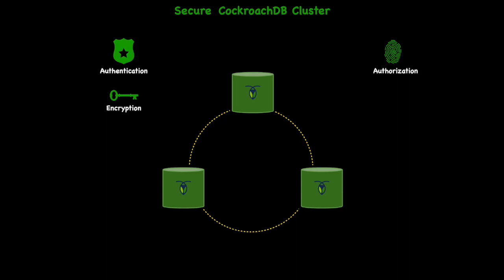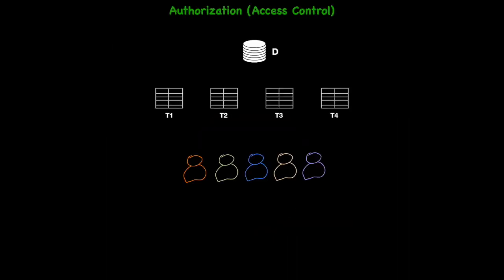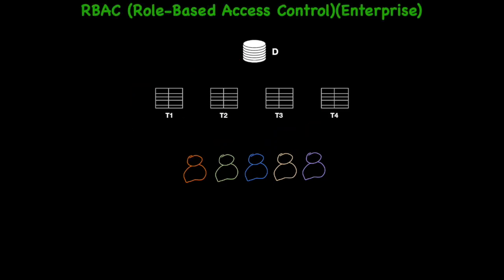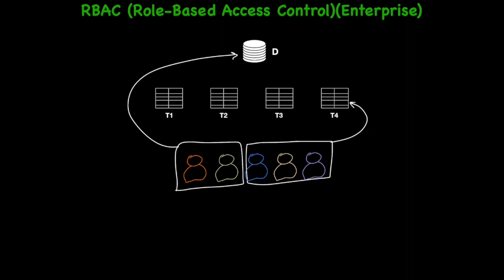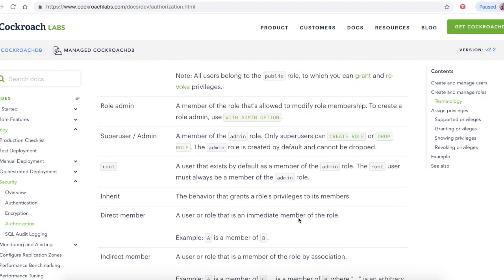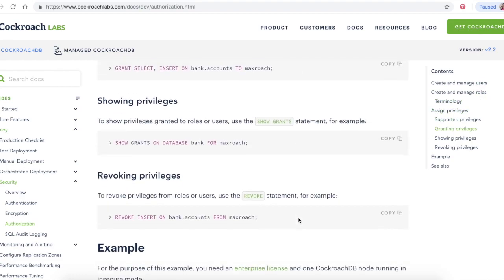Next up, authorization. Authorization or access control means only the users who have privileges to interact with a database or a table can access it. CockroachDB allows you to create, manage, and remove your cluster's users and assign SQL level privileges to the users. Additionally, if you have an enterprise license, you can use role-based access control for simplified user management. To know how to use these features, see the authorization document linked in the description box below.